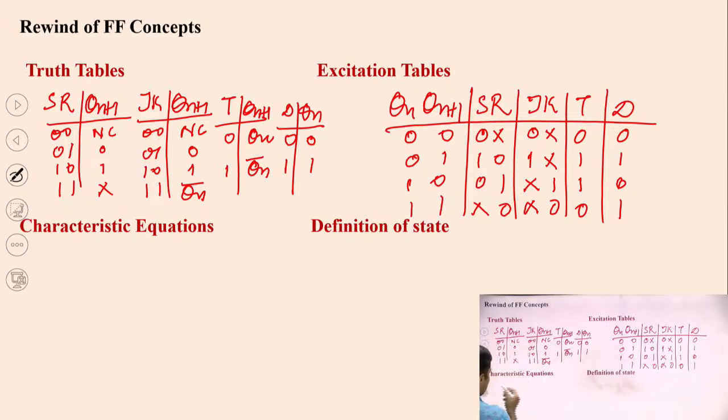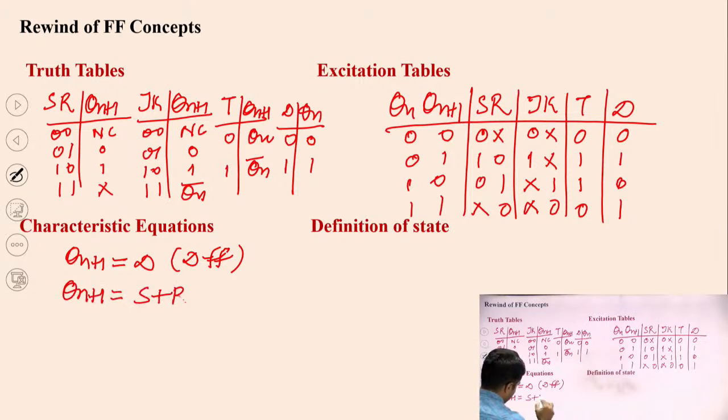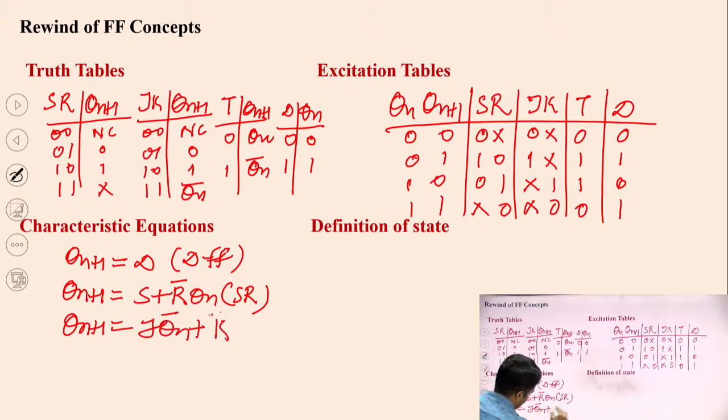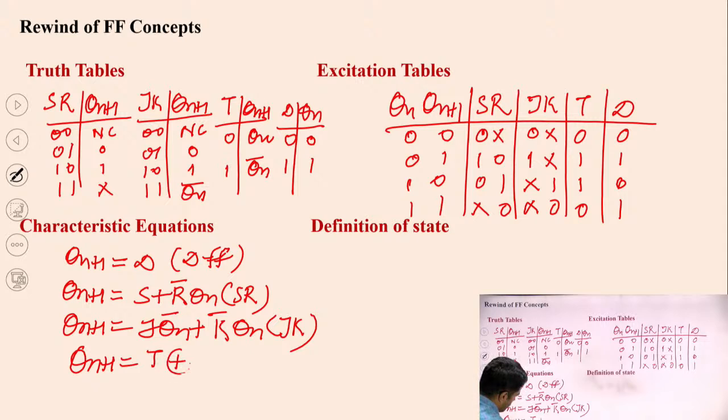Okay. So the characteristic equations, the simplest one: Qn plus 1 is equal to D for the D flip flop. Qn plus 1 is equal to S plus R bar Qn for the SR flip flop. Qn plus 1 is equal to J Qn bar plus K bar Qn for the JK flip flop, and Qn plus 1 is equal to T XOR Qn for the T flip flop. So these are the characteristic equations.